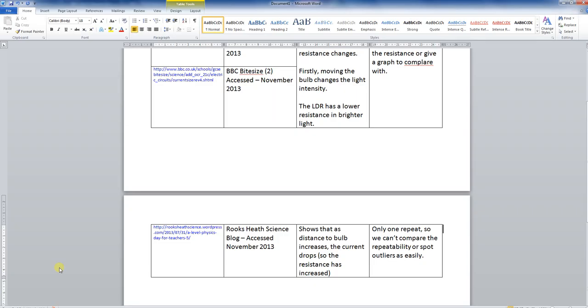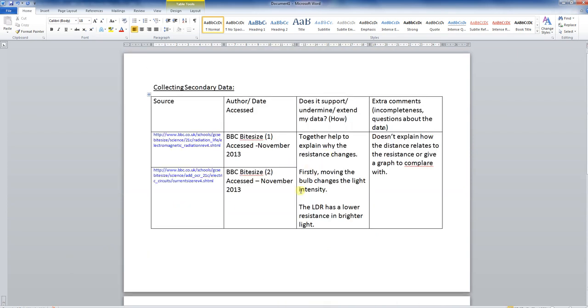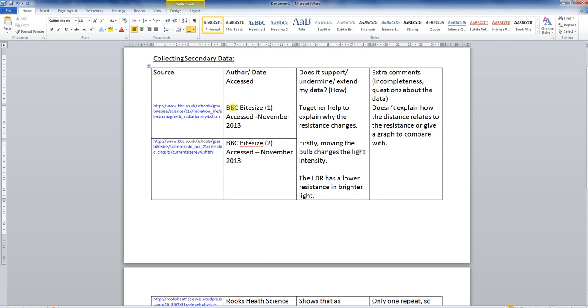Right. So I've put those in here. In fact, I've written myself a few notes to remind myself what I could do. Checking my spelling, punctuation and grammar as I go along. Again, who wrote it, the author, when did I access it, what was the source, etc. Particularly, I wrote myself a few notes to remind myself, so it's fresh in my mind, what I was going to use that data for. Does it support, undermine, or extend my data?